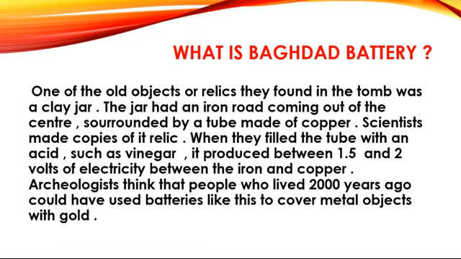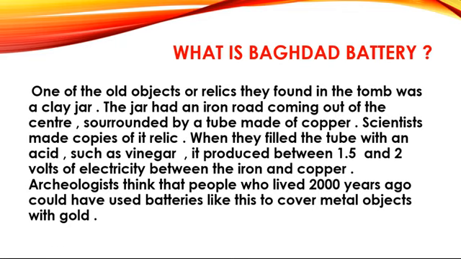Our first battery is the Baghdad battery. We learned this before in our previous videos. So what is meant by the Baghdad battery? One of the old objects or relics they found in the tomb was a clay jar. The jar had an iron rod. These are the battery.